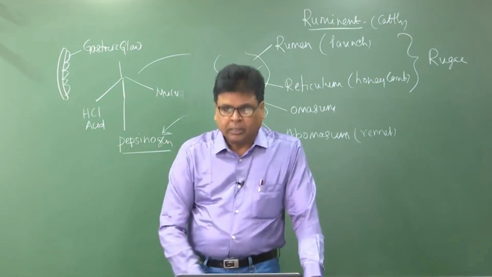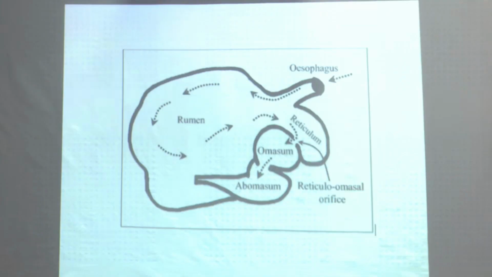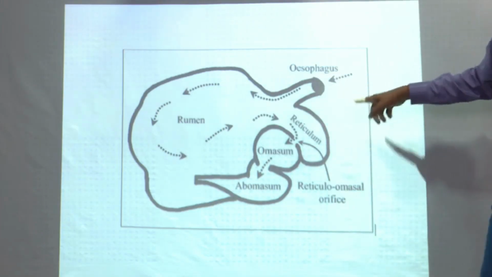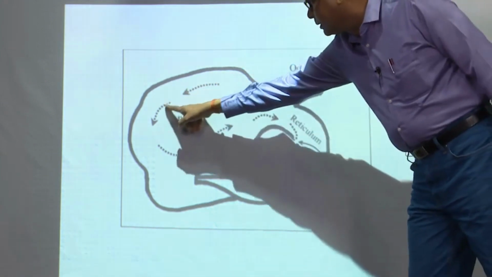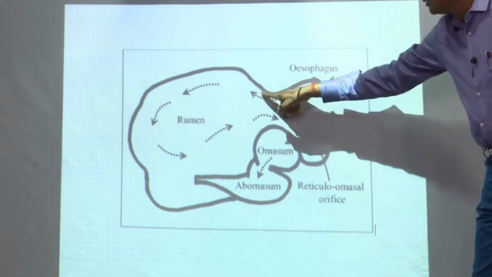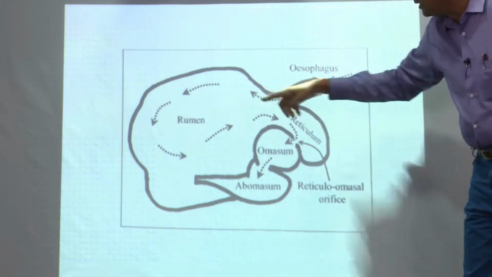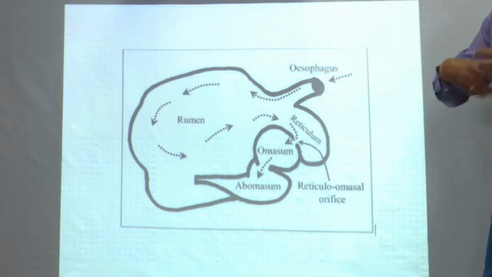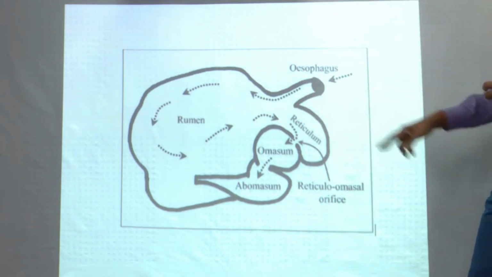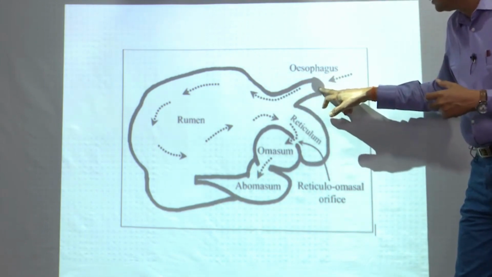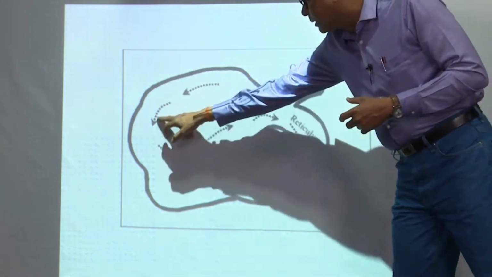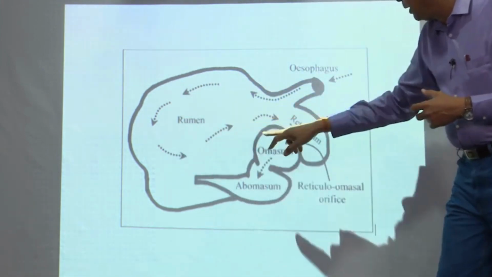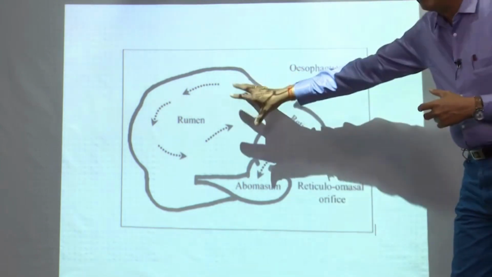How it is happening I shall show you in this diagram. You see, this is the esophagus. Whenever food is taken, the food material enters the rumen. You see this is the rumen. This arrow represents the path of the food material, how it is entering the stomach. The food is taken in through the esophagus, passes through here, into the rumen, then comes to this part. So, now it is stored.